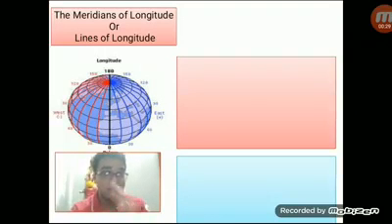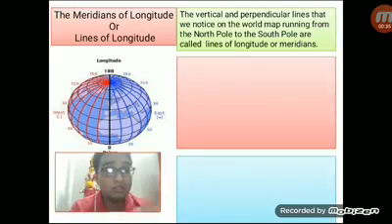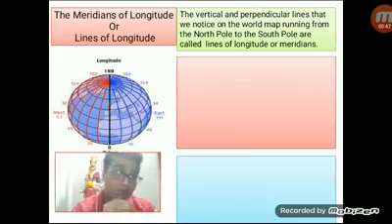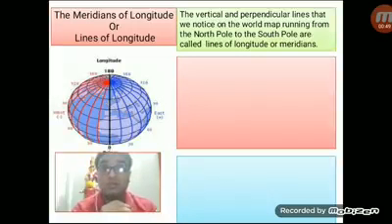So let's have a look at the definition of lines of longitude. So this is the definition. The vertical and perpendicular lines that we notice on the world map running from the North Pole to the South Pole are called lines of longitude or meridians. Now I'm going to describe the ins and outs of the lines of longitude.